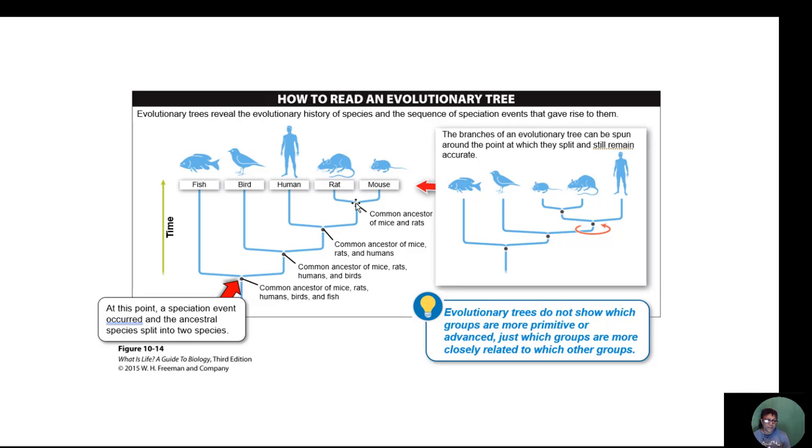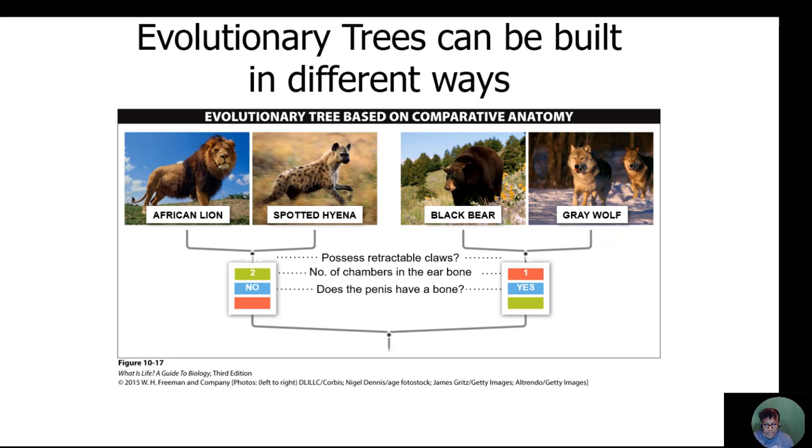Because remember, the whole purpose of what we're trying to do with evolutionary trees, what we're trying to do with the Linnaeus system is we're just trying to find methods to classify organisms based on, it could be morphology, it could be anatomy, it could be the genomic code, now that we have that ability, right? And so these are just different ways to classify organisms. So evolutionary trees can be built in different ways, right?